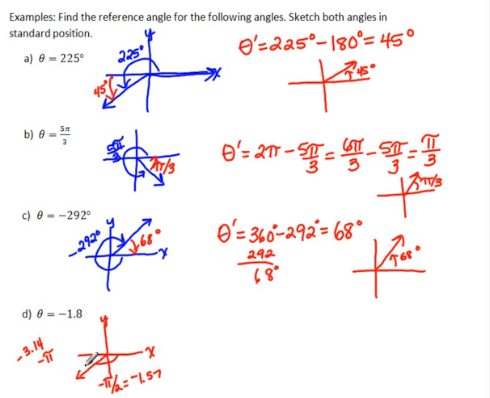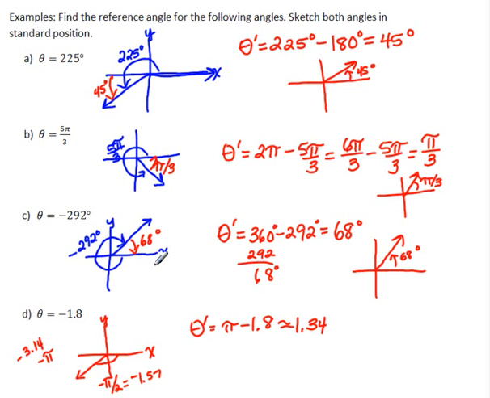Well, then the reference angle is going to be what? Yeah, we got to figure out how far are we from pi, making a complete revolution. So we could do pi minus 1.8. So pi minus 1.8 is going to be approximately 1.34.